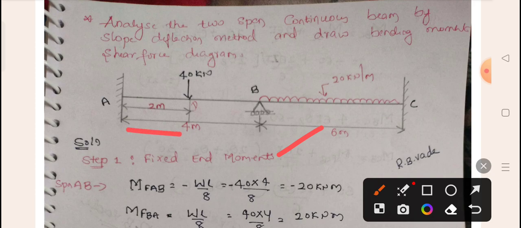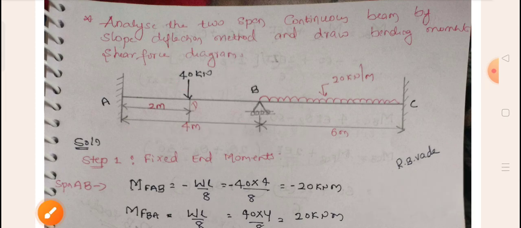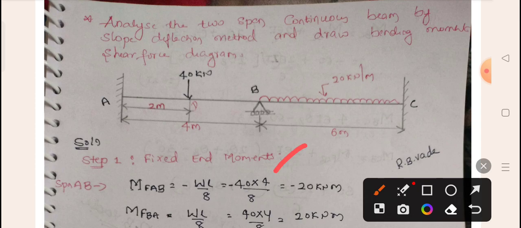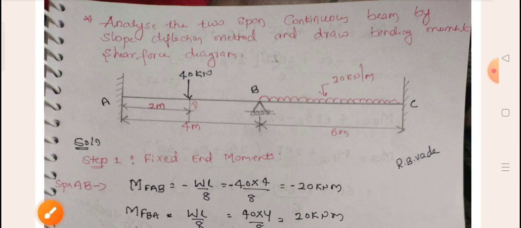For span AB, the loading is acting exactly at the center. So the formula is MFAB equal to minus WL by 8 and MFBA equal to plus WL by 8. What is the value of W here? W is equal to 40 kilonewton. So 40 into L, which is 4 meter, divided by 8. If we calculate, that is minus 20 kilonewton meter. The same for MFBA: this was minus 20, so this will be plus 20, because in the formula only the sign changes. So this is the case for span AB.